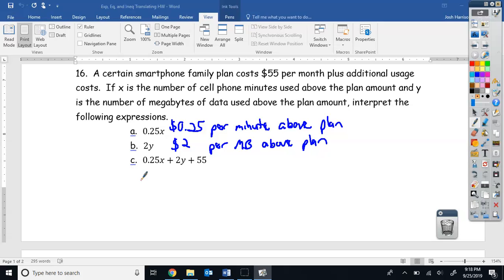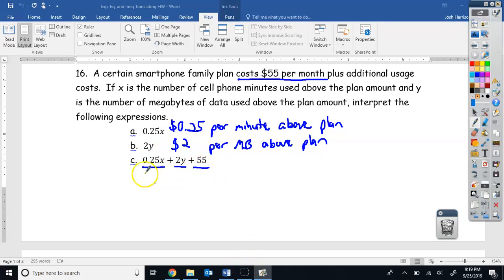Then what does the final expression talk about? Well, it has the 25 cents times X, or times the number of minutes above the plan. It has the 2 times Y, or $2 times the number of megabytes used above the plan amount. But it also has the 55. Well, what was the 55? That was the cost per month for the plan. So you have the cost of going above on the minutes, the cost of going above on your megabyte usage, and the cost of the plan.